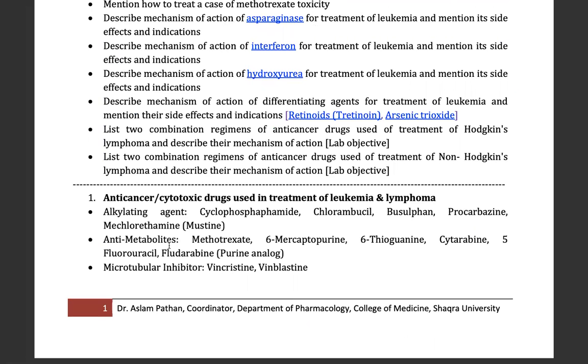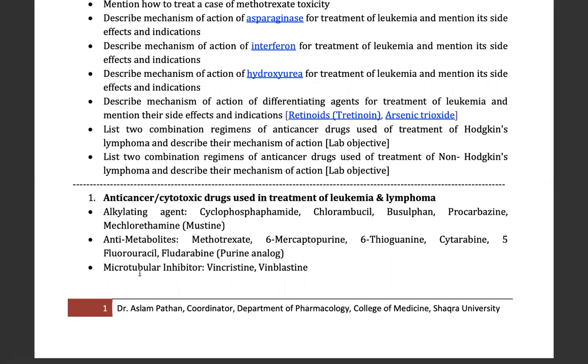Antimetabolites: the main target mechanism is that they inhibit the folic acid synthesis, and if the folic acid synthesis is inhibited, there are no purines, no bases, and there is inhibition of the nucleic acid synthesis. Examples are methotrexate, 6-mercaptopurine, 6-thioguanine, cytarabine, 5-fluorouracil, and fludarabine.